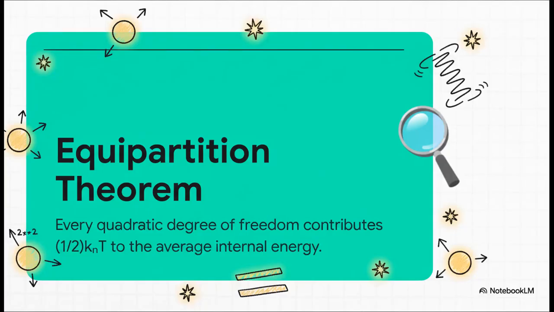It's called the equipartition theorem. It sounds a little fancy, but the idea is actually super simple. It just says that for every term in the energy equation that's squared, things like velocity squared in kinetic energy or position squared for a spring, the system gets, on average, a little packet of energy equal to 1/2 kBT.